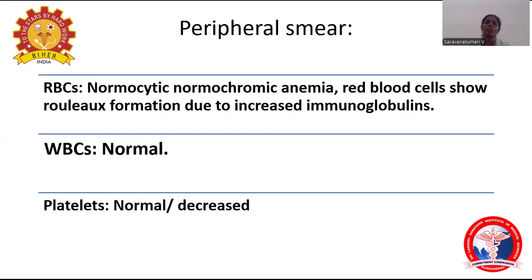So, coming to the peripheral smear, RBCs can show normocytic normochromic anemia, and we can also notice rouleaux formation, and there will be a bluish background because of the increase in the immunoglobulins. WBCs are usually normal, platelets will be normal or increased. These are the peripheral smear findings.